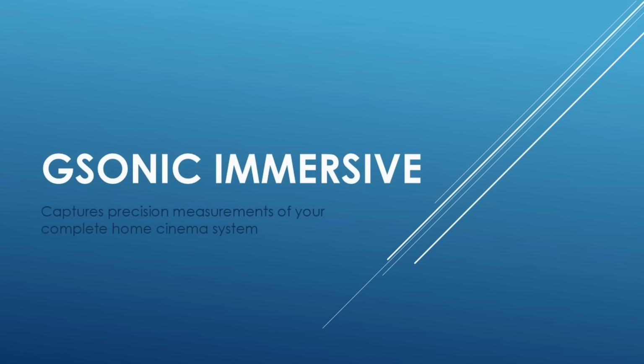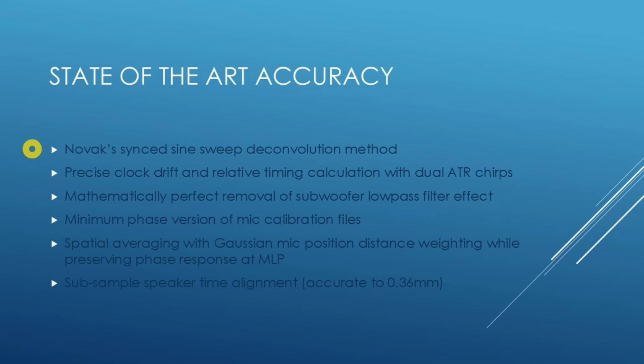The software offers state-of-the-art accuracy. It utilizes the Novex exponential synced sine sweep convolution method, which provides the highest precision phase extraction available. It features precise clock drift and relative timing calculations using dual acoustic timing reference chirps. The first chirp measures relative speaker distance, while the second measures clock drift, achieving an impressive accuracy down to 1 part per million. It also ensures the mathematically perfect removal of the subwoofer low-pass filter effect.